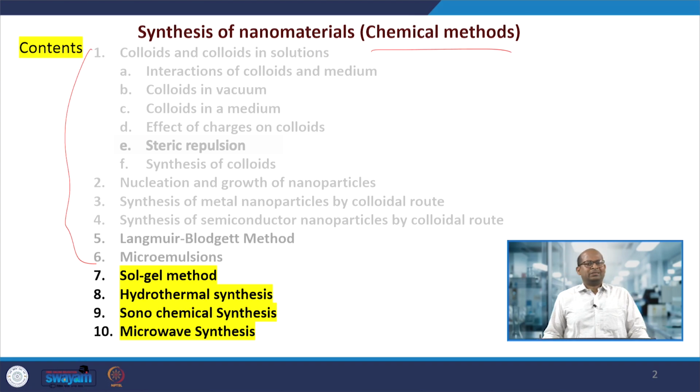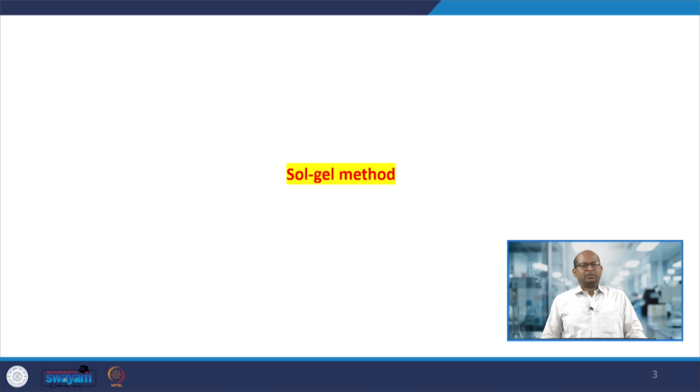Today we will discuss the sol-gel methods, hydrothermal methods, sonochemical methods and microwave synthesis. These are methods we can also use to synthesize nanomaterials. First, we will discuss sol-gel methods.